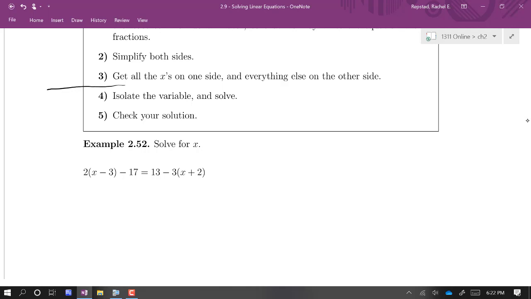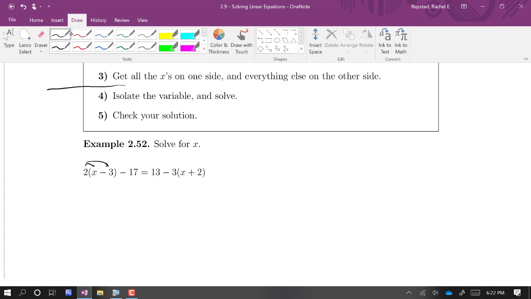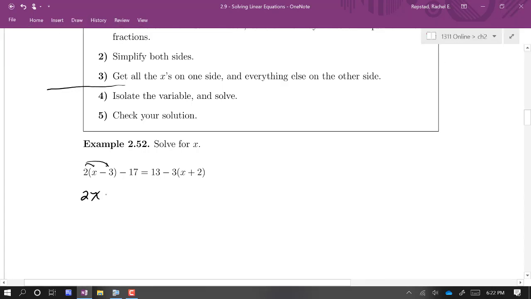We've got some simplifying to do. On the left side, I'm going to distribute the 2. 2x minus 6, and then bringing down that minus 17. On the right side, I'm going to distribute this negative 3. I'm going to be careful with my signs here. So I got 13 minus 3x minus 6.